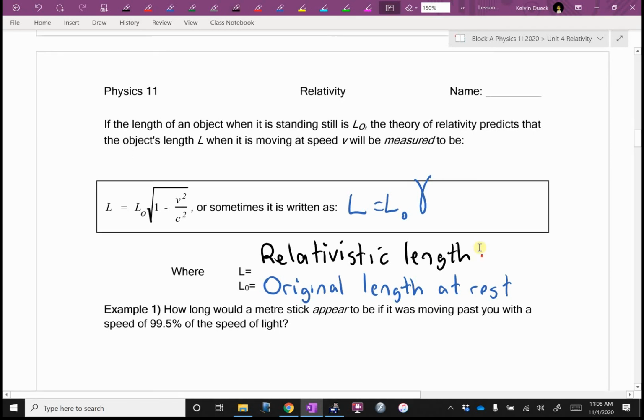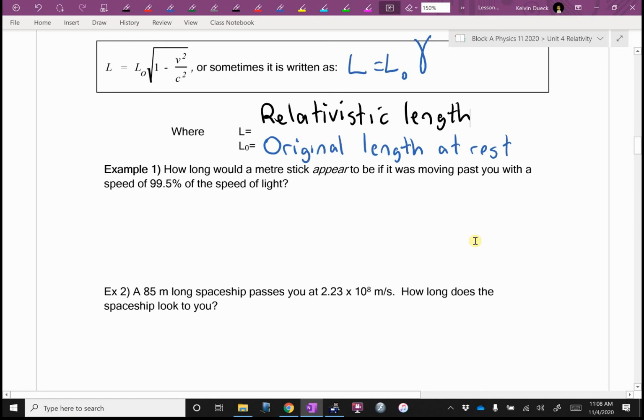So here's our thought experiment, example 1. I'd like you to imagine that we had a meter stick come racing past us at 99.5% of the speed of light. Pause. I like example one. Example one is a nice question. What's this question asking me to find? It says, how long would a meter stick appear to be if it was moving past you with a speed of 99.5% of the speed of light? It's asking us to find an L. Is it asking us to find L, relativistic length, or L0, the original length at rest? So then, what's L0, the original length at rest? Please tell me you know this. Thank you. It's a meter stick. The speed it's traveling is 0.995 c.